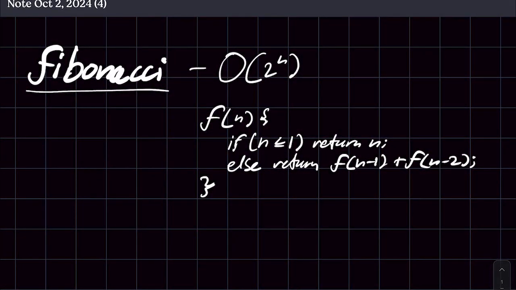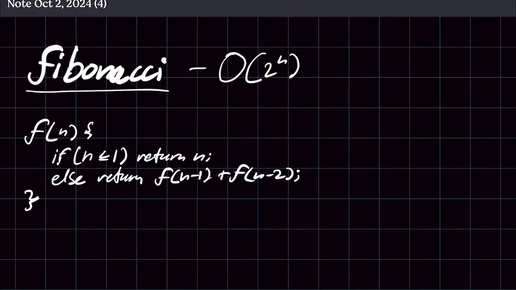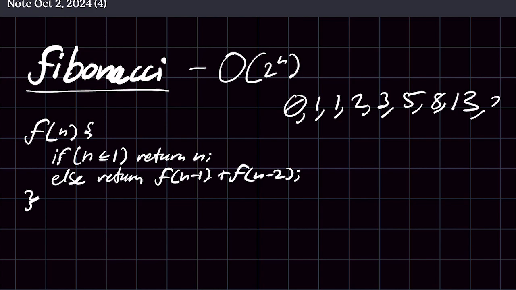So here we have the Fibonacci function right here, and I'm going to explain a little bit about the Fibonacci sequence. So the Fibonacci sequence is going to look like this. And that's going to go on forever. And the way that the Fibonacci sequence works is that whatever number it is currently at is going to be the sum of the two numbers before it. And so 5 is the sum of 3 and 2. 8 is the sum of 5 and 3. 13 is the sum of 5 and 8, and so on and so forth.